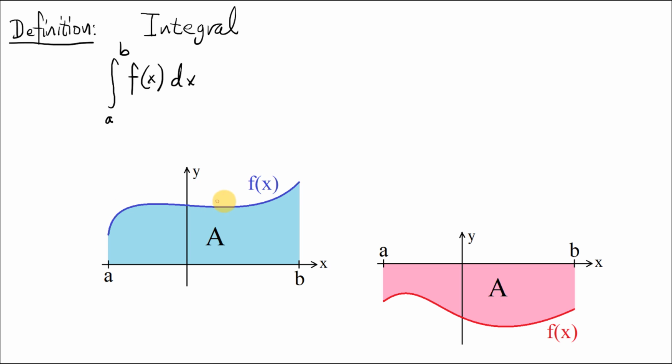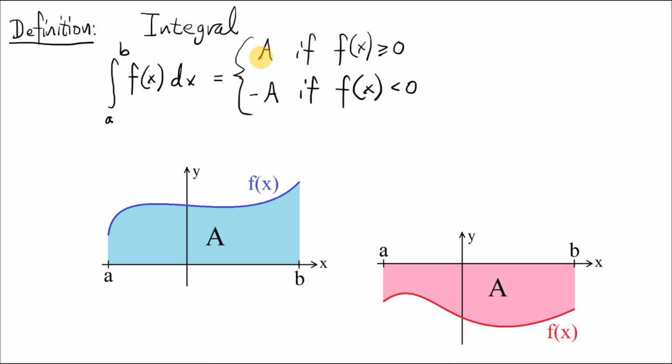So if you have a function here, the integral, that is the area under the curve with a sign, is denoted by this symbol. This means the integral from a to b under the curve f of x. So per definition, this is equal to the area under the curve if the function is greater than or equal to 0, and is minus the area under the curve if the function is negative. So this is just a symbol for the integral.